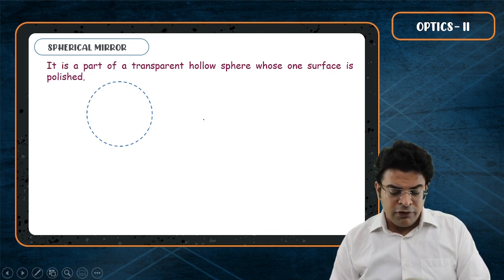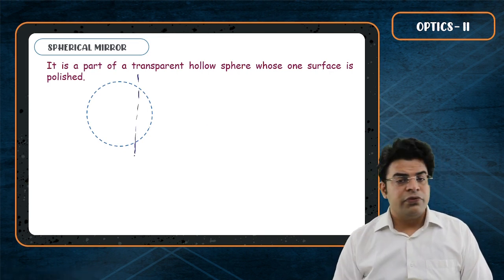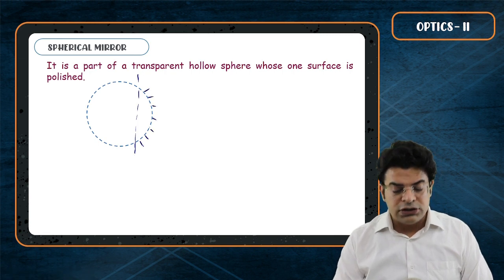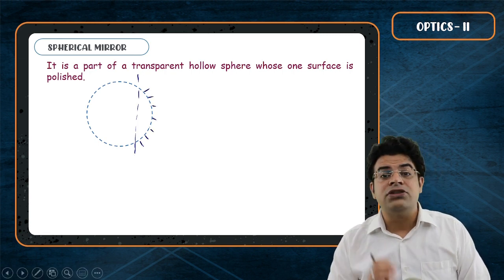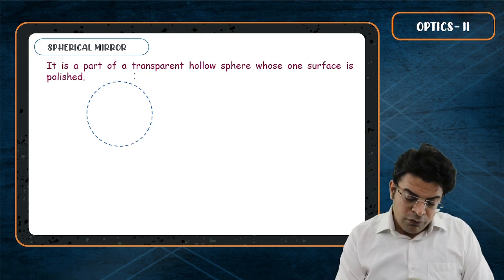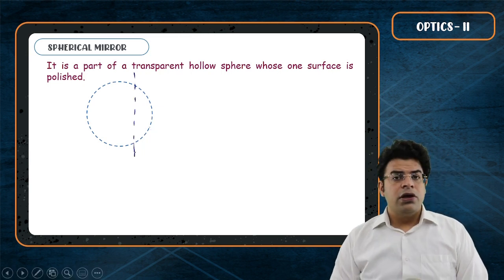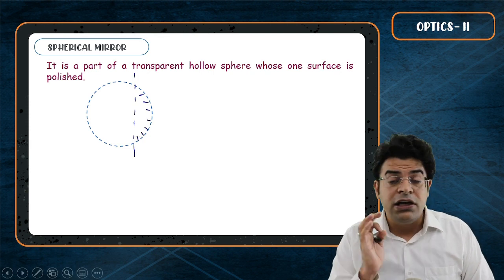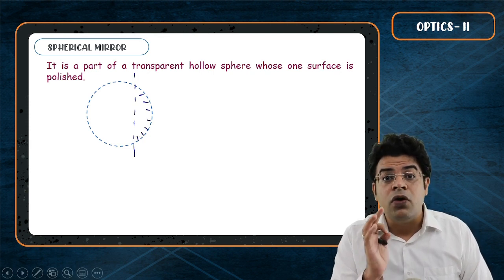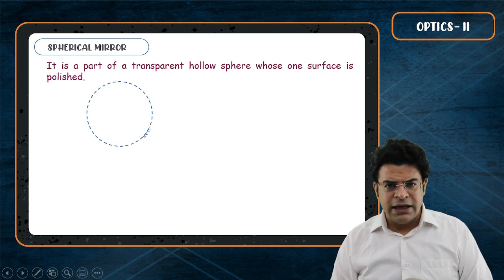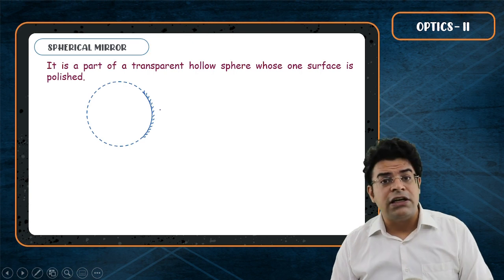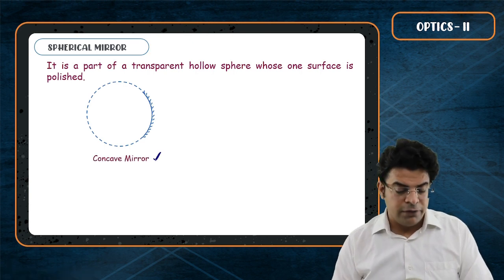Now, once you have cut it out, you have got two options. Either polish the outer surface. When you polish the outer surface, the type of mirror you get is called concave mirror. Or once you have carved it out, you can then polish the inner surface. When you polish the inner surface, the type of mirror you get is called convex mirror. So let's say we have polished the outer surface.